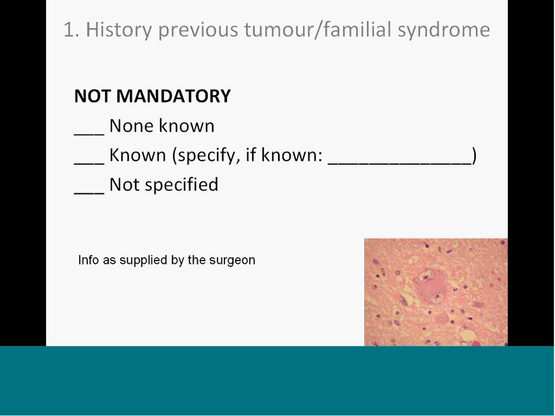The first element is history of previous tumor and familial syndromes. Again, this is a not mandatory field. Only 3 inputs possible: none known, known, and if known, specify.